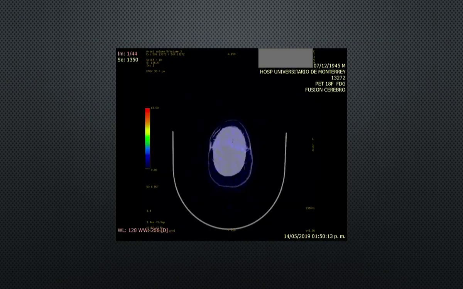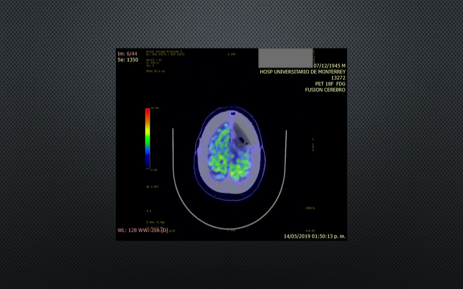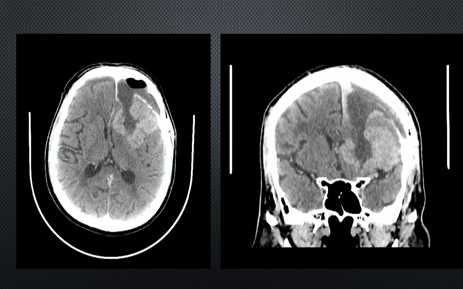Okay, here I have a fusion image of the brain. It shows post-surgical changes, and we have increased uptake of the radiotracer in the edge of the surgery, which is a residual tumor. And the CT images, axial and coronal views, show a lobulated mass with enhancement that corresponds to the area with increased uptake.